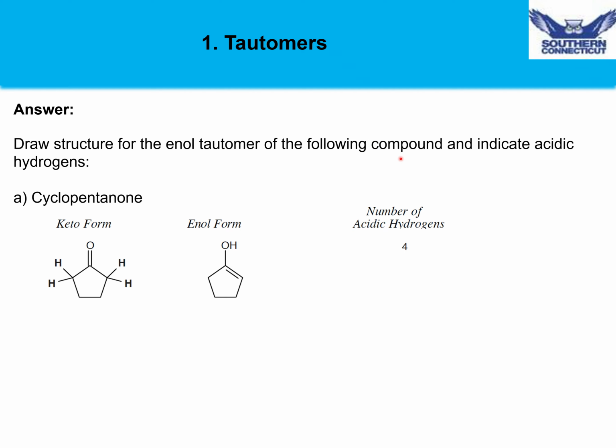Now, the second part of this question asks us to indicate which hydrogens are acidic, or most acidic, I guess. So that would involve the four hydrogens that we see here. So that would be the four alpha hydrogens. There are two on this carbon, and two on this carbon.